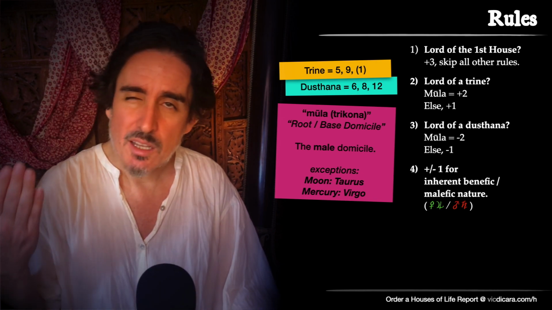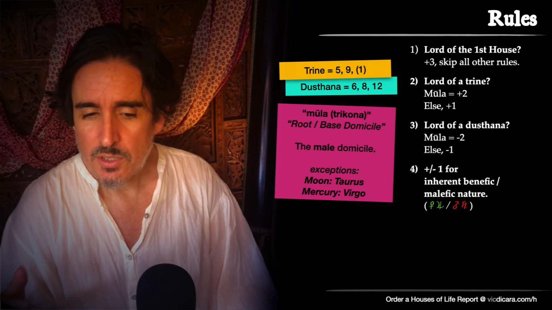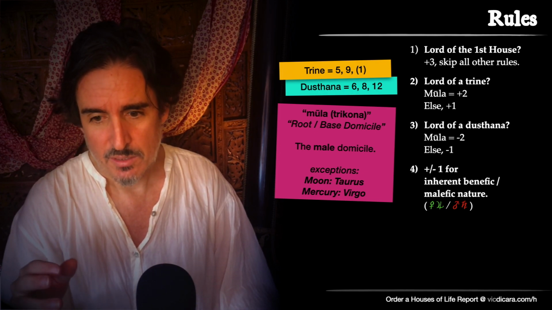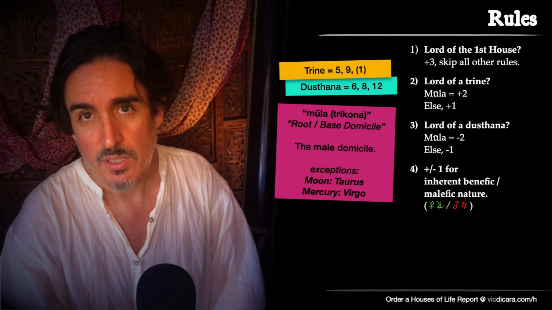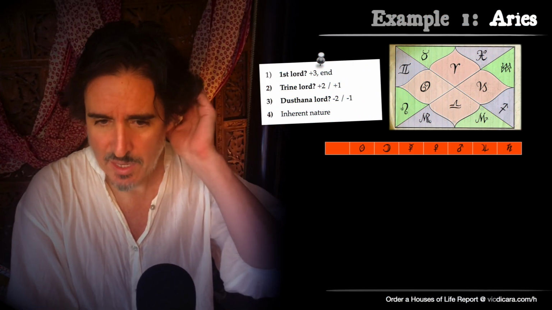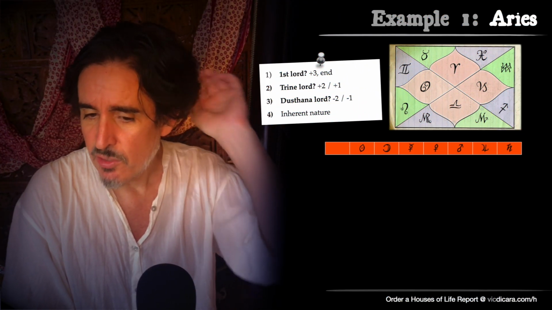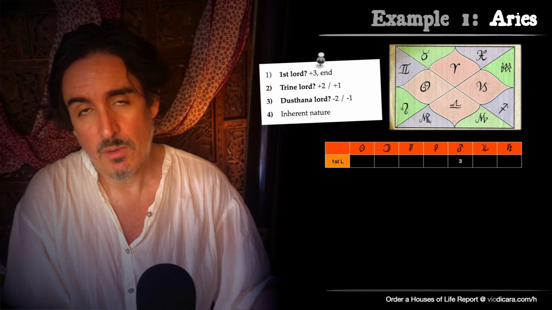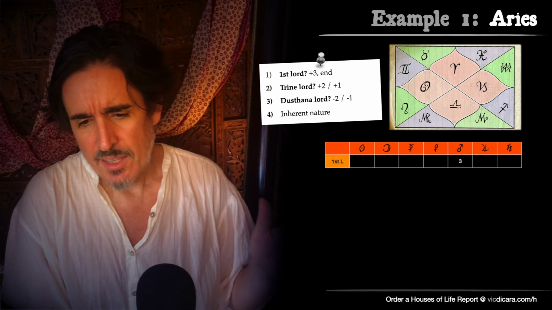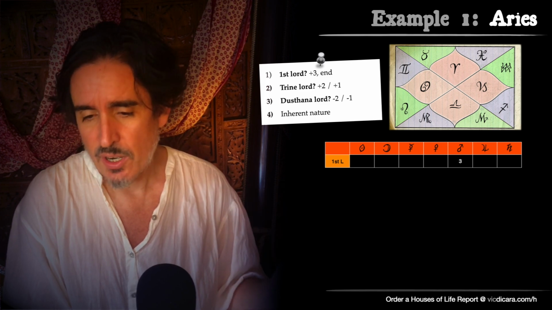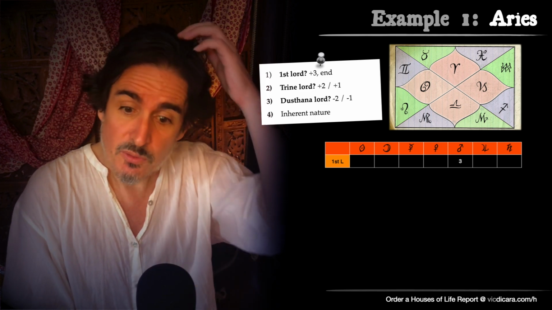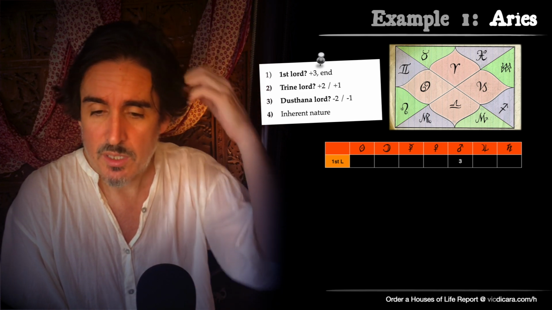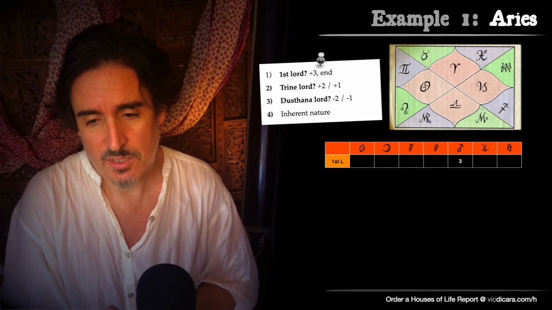So let me walk you through 4 different ascendants to get you used to what this rule actually means in practice. So first, let's look at Aries. For Aries, the first lord is Mars. So Mars is a +3, and that's the end. Then we look and see the trines. What are the 2 trines? The 5th house and the 9th house. One is Leo and one is Sagittarius.